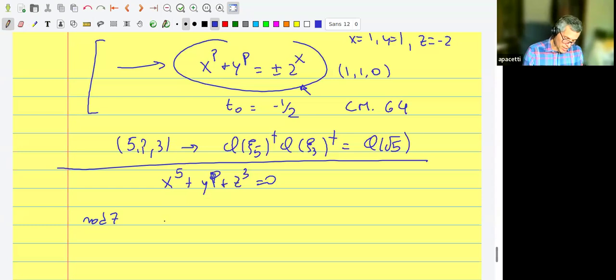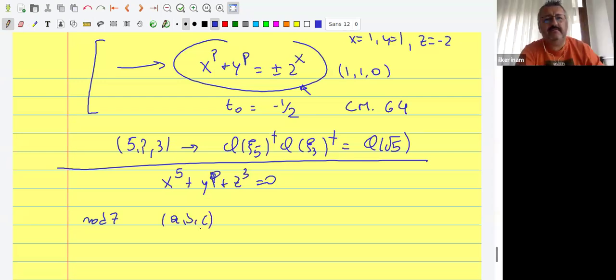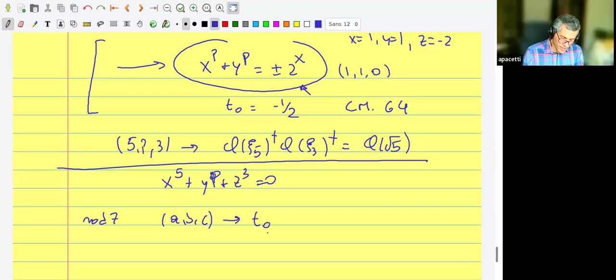You say, okay, now I try to solve it modulo 7, I compute all possible triples ABC which are solutions modulo 7. And now from this solution, I can take T0, which is exactly a to the 5th divided by c cubed. Now, any global solution has to reduce to a solution modulo 7. Because you start with something which has integer coefficients, you reduce modulo 7, it has to give you a solution of this guy over here.